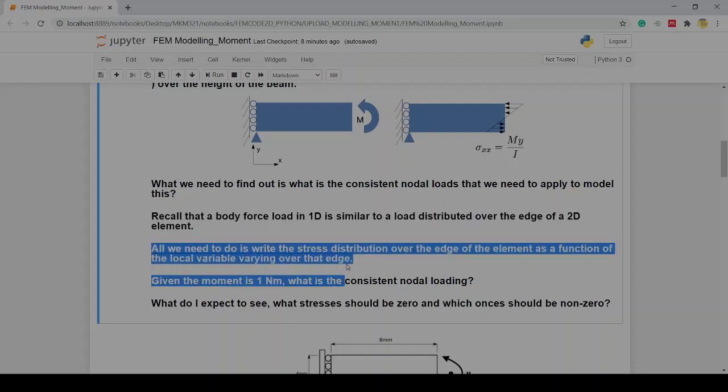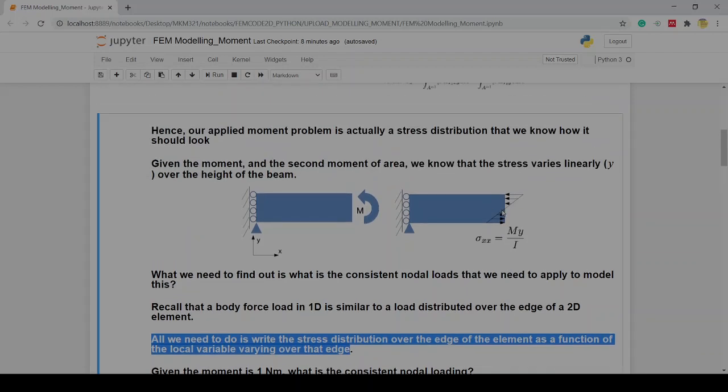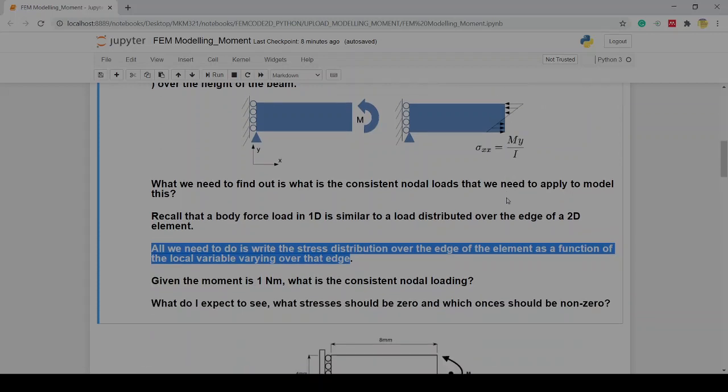And the next thing we need to do is be able to write this stress distribution over an element in its local coordinates. That's really what we need to be able to do. So make sure that, let's say if we have an element here and an element here, that if I evaluate at the right value for, let's call it eta, on this edge, then I recover 0, and at the top I recover the maximum, and that in between it's linearly varying. That's what we need to be able to do to be able to integrate and compute the consistent nodal loads.